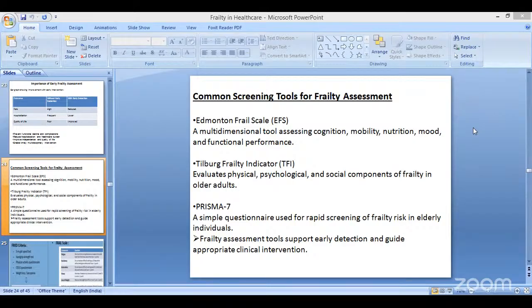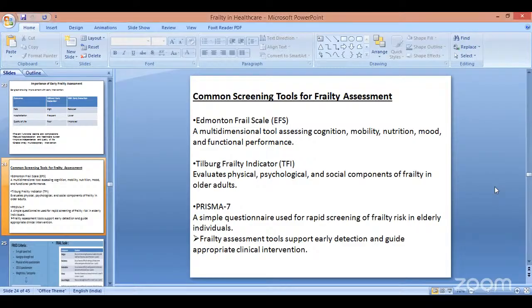So these are the common screening tools for frailty assessment. There are three scales actually. One is the Edmonton Frail Scale, a multi-dimensional tool assessing cognition, mobility, nutrition, mood, and functional performance. The second one is the Tilburg Frailty Indicator, which evaluates the physical, psychological, and social components of frailty in the older adult. And the third one is the PRISMA-7, a simple questionnaire used for rapid screening of frailty risk in elderly individuals. Frailty assessment tools support early detection and guide appropriate clinical intervention.